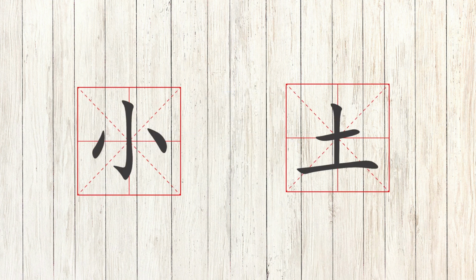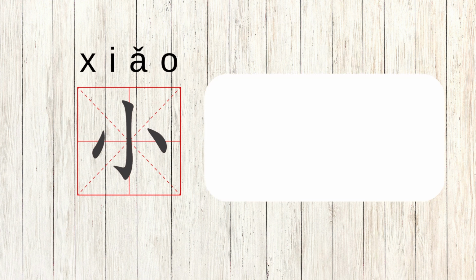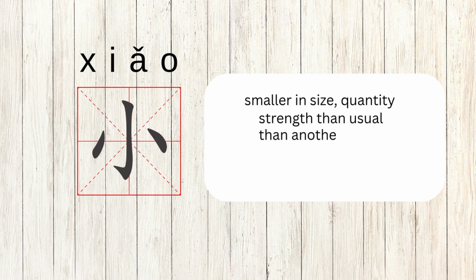Do you still remember the two characters we learned before? One is xiao and the other is tu. Let's review them first. Xiao means something smaller in size, quantity, or strength than usual or than another object. It can also describe something less significant or less important.